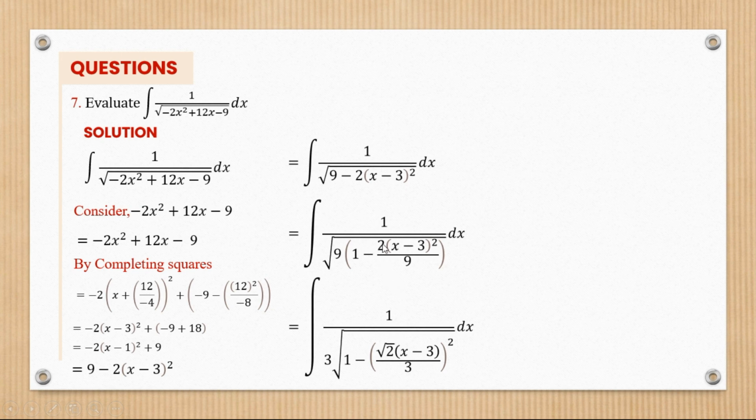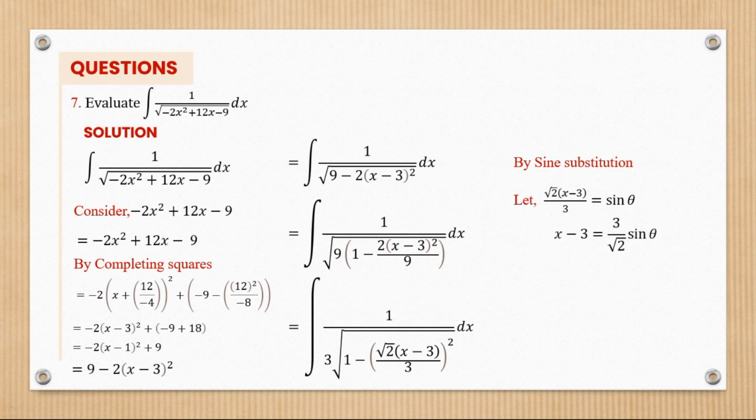So now if we were to include everything right here inside the root, we can see that this 2 is also the same as root of 2 times root of 2, so it's the square of root of 2. So when you put everything under the same power, we shall have root of 2 into (x minus 3) over 3, and this is what we have. So now by sine substitution, we can clearly see that root of 2 into (x minus 3) over 3 shall be equal to sine theta.